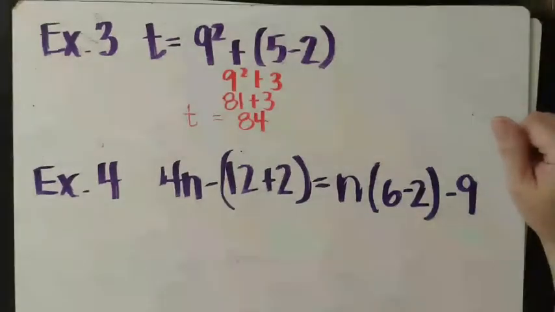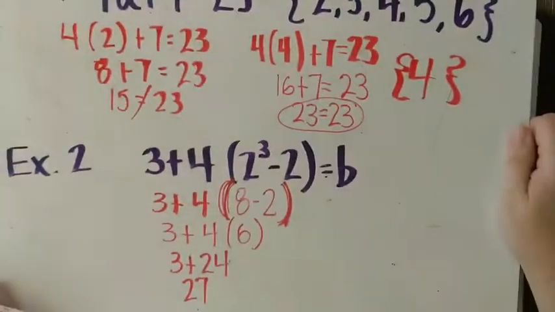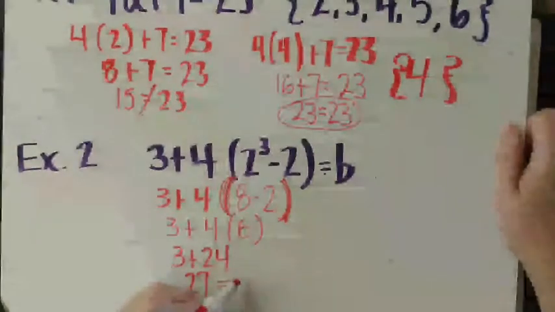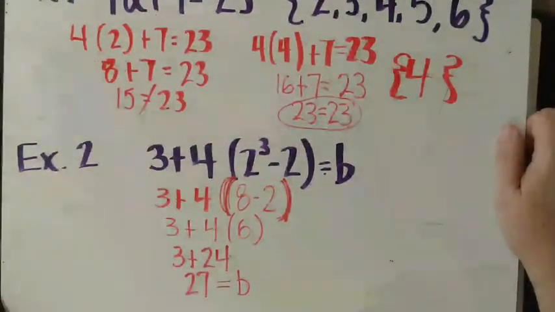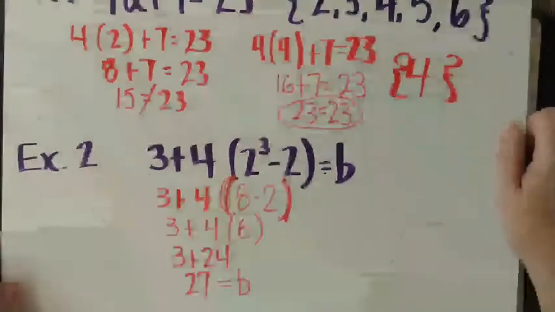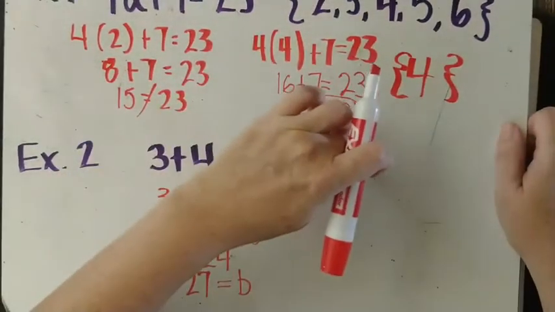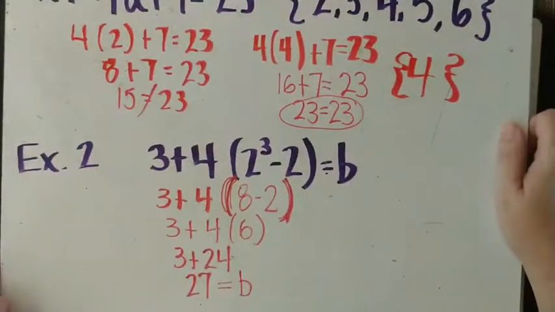And on the last problem, you do need to go ahead and bring down the b. I forgot to say that. Because we're working with equations now, bring down the b. If we were to put 27 into this equation, it would be equal.